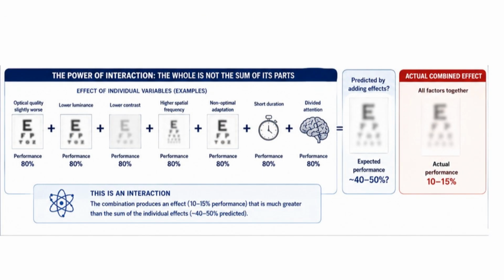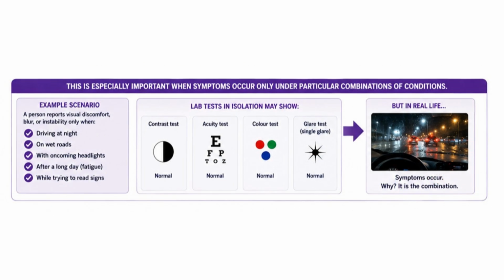These effects cannot necessarily be added together. The combination can produce an effect that is different from the effect of any individual variable. This is an interaction. And as the number of interacting variables increases, the number of possible combinations increases rapidly. Therefore, an experiment can produce scientifically valid results about individual variables while still failing to describe what happens when those variables occur together in real visual experience.